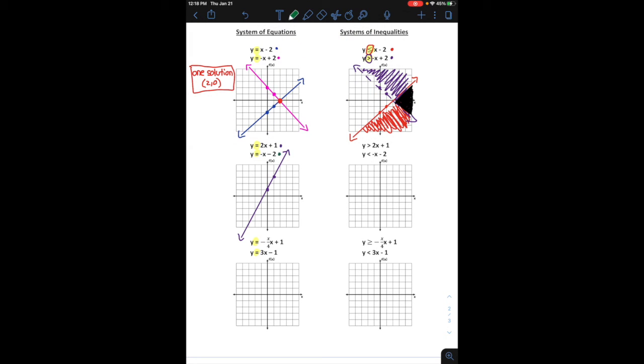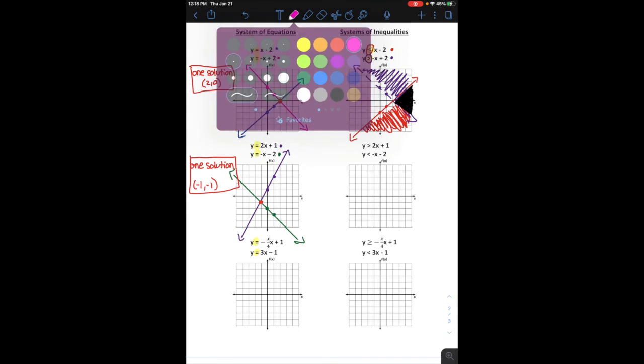My second equation I'll graph in green, starting at -2 on the y-axis. It has a slope of -1, so we will go down 1, right 1, and graph our second line. These two lines intersect at specifically one ordered pair, which is the ordered pair -1, -1. Therefore, there is one exact solution to this system, or one ordered pair that's a solution to both of the equations. Over on the right-hand side, let's go ahead and graph our inequalities.